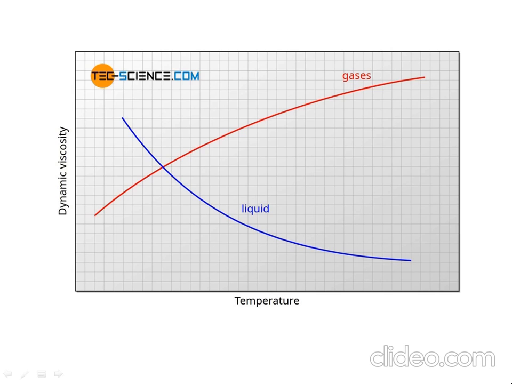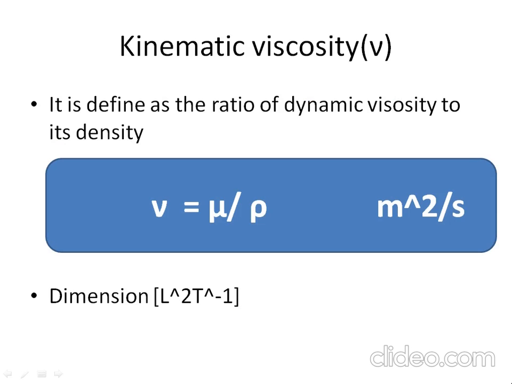Kinematic viscosity, nu. It is defined as the ratio of dynamic viscosity to its density. So nu is equal to mu by rho. Its unit is meter square per second. Its dimension is L to the power 2 and T to the power minus 1. In the dimension, we do not see the mass term. That's why it is called kinematic.